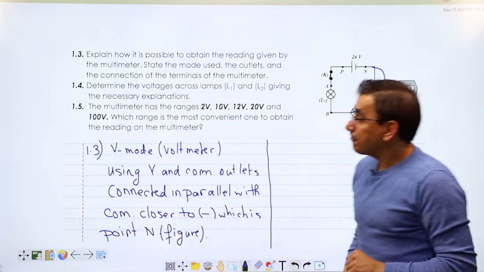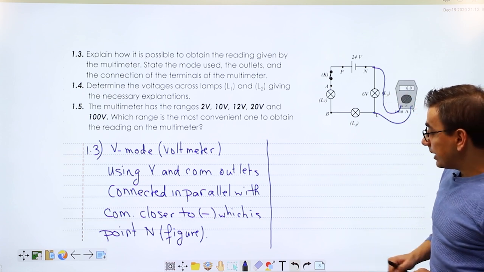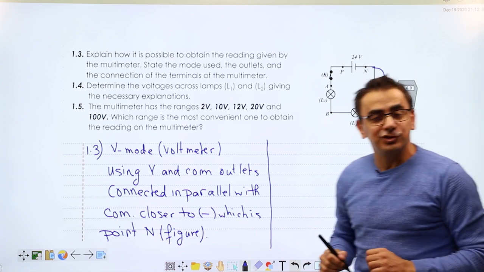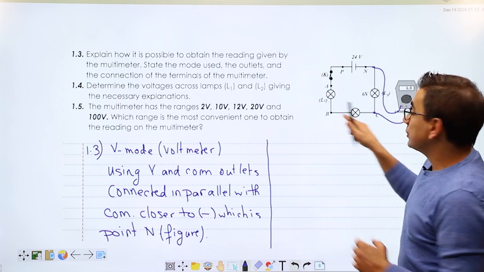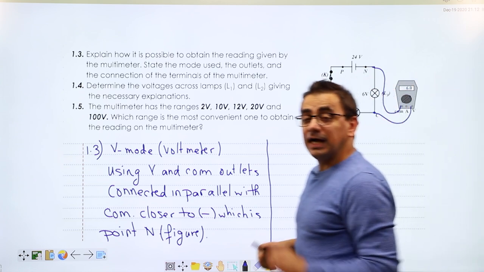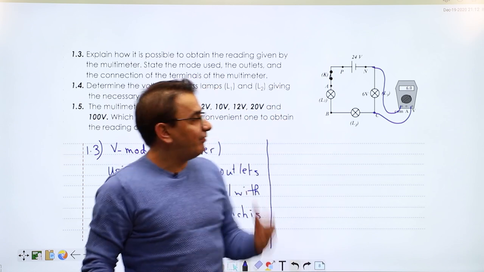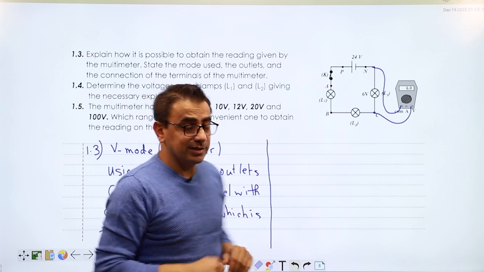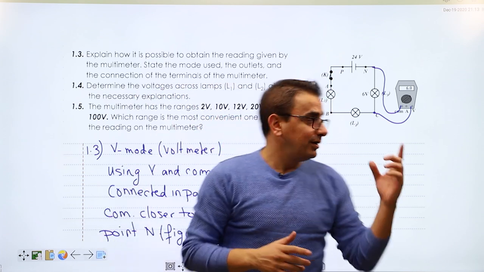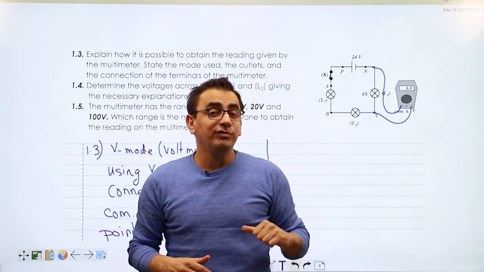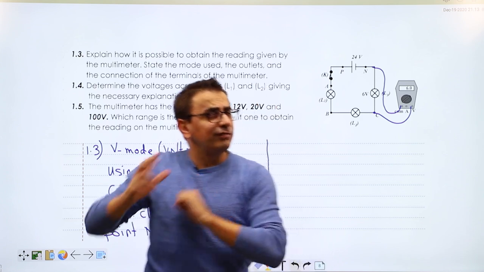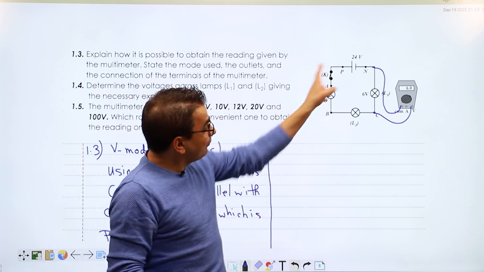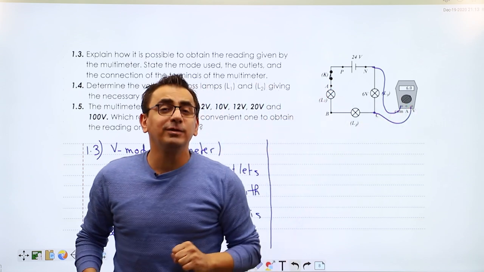Now, part 1.4. Determine the voltage across lamps L1 and L2, giving the necessary explanations. So what is the voltage across these lamps? Again, ask yourselves, am I given this value? In fact, not. I'm just given the 6 volt of the lamp L3. Second question is, how are these lamps connected? These lamps are in series, and we said that before. Now, how do we treat voltage in series connection? It is additive. So I'll add the voltages here, and I'll see what happens next.